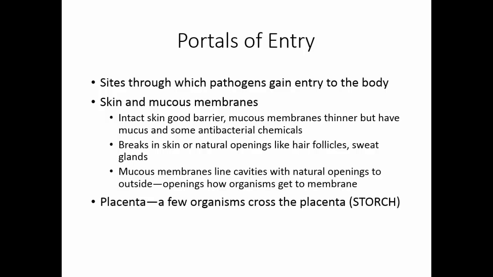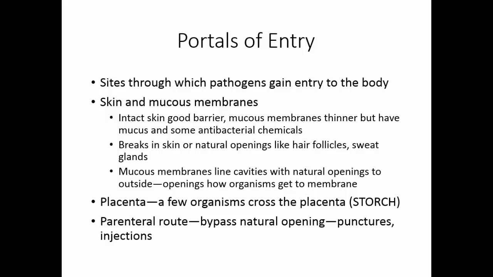A few organisms can cross the placenta. The ones that most commonly cross the placenta can be remembered by STORCH: syphilis, toxoplasma, others like hepatitis B and maybe HIV, rubella, cytomegalovirus, and herpes. These are the things that pregnant women are usually screened for to make sure that they don't get or have them during pregnancy. There are a handful of other organisms besides these, but these are the major ones. The parenteral route is any route that bypasses a natural opening. These would be punctures or injections.